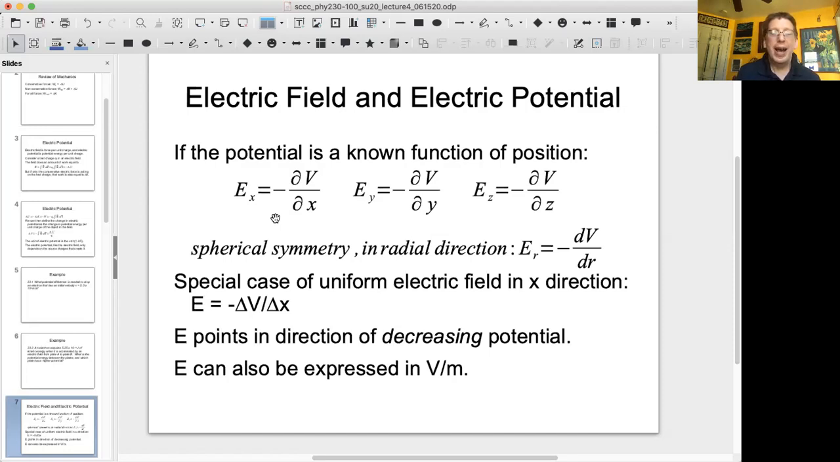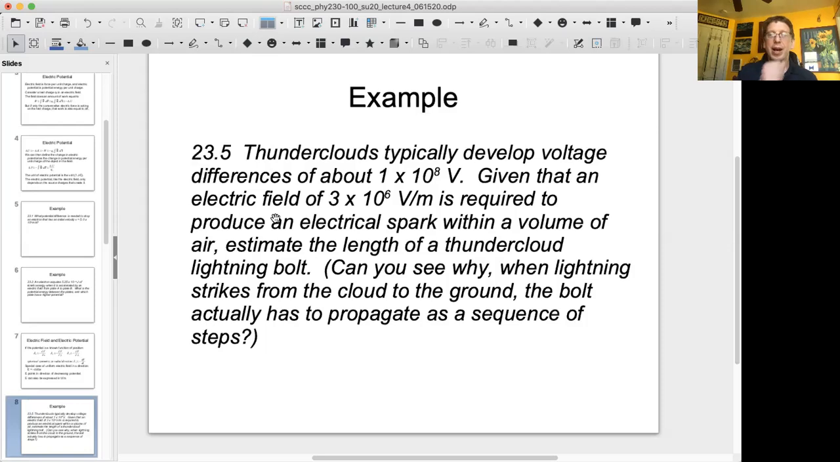So another consequence of this relationship is that E can also be expressed in volts per meter. And so an electric field of 1,000 newtons per coulomb and an electric field of 1,000 volts per meter are exactly the same. That's an important thing to keep in mind. Depending on the problem, you may see the units expressed one way or the other, but they're actually equivalent to each other, even in SI units. So let's do another example.